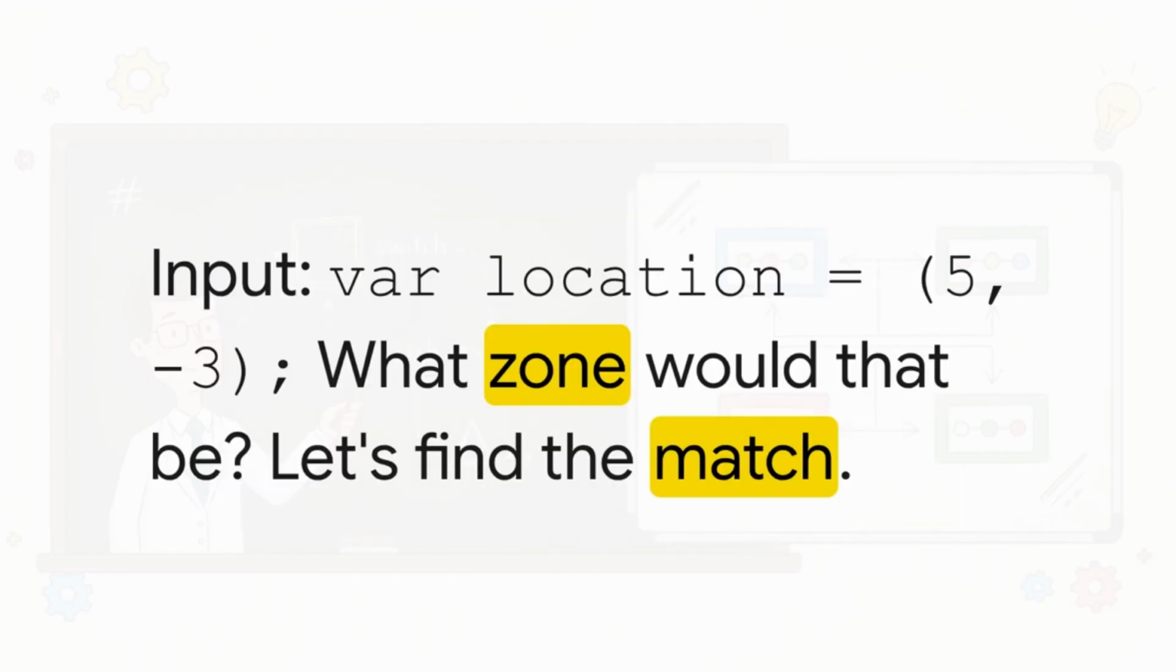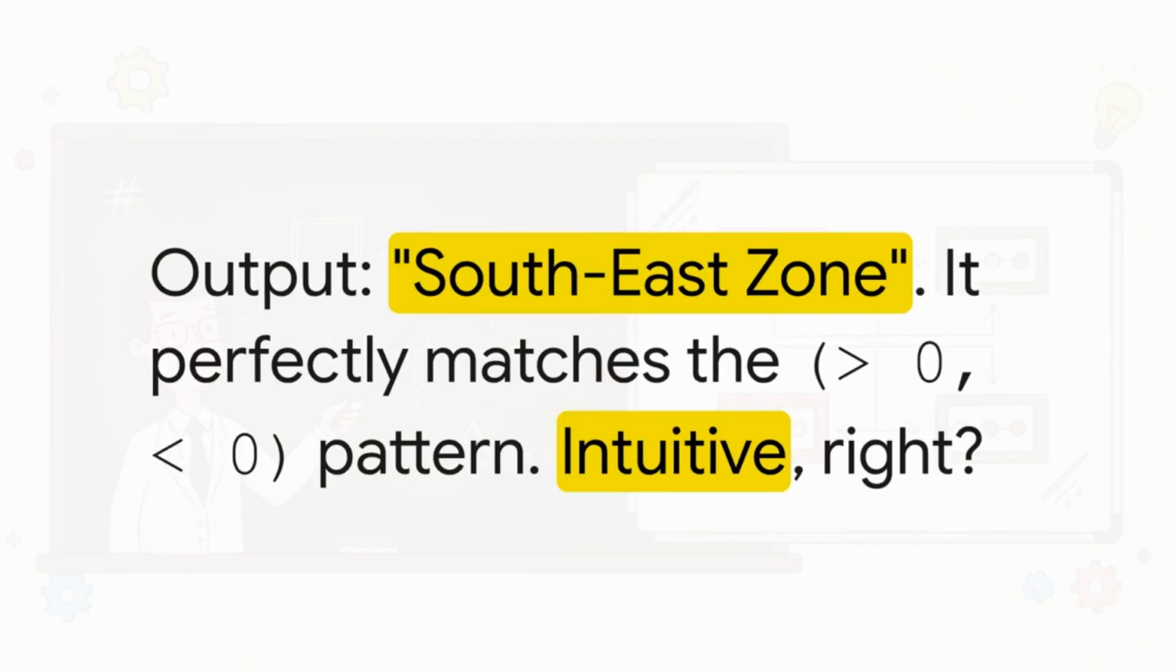All right, let's put our new function to the test. Let's say a delivery request comes in for the coordinates 5, -3. What do you think the output's going to be? And the result is southeast zone. Exactly. The code checks the patterns, sees that 5 is positive and -3 is negative, and it hits that greater than 0, less than 0 pattern perfectly. It just works, and it's so intuitive.